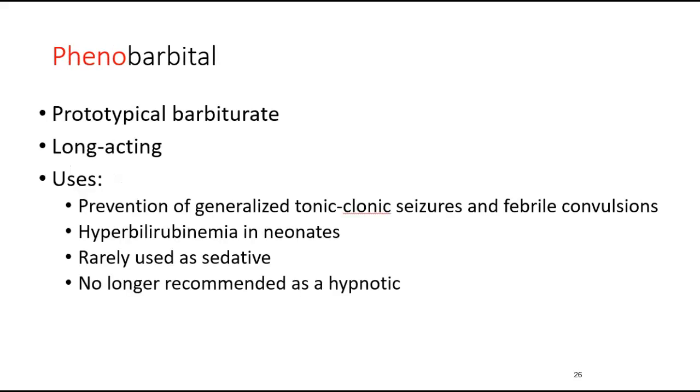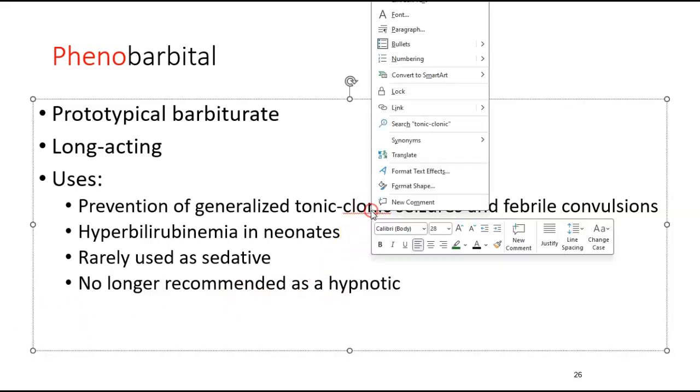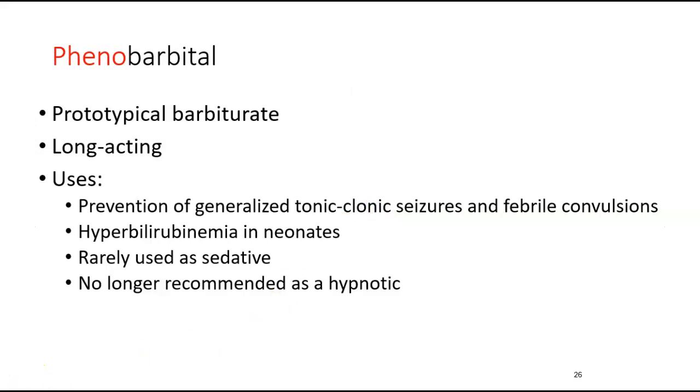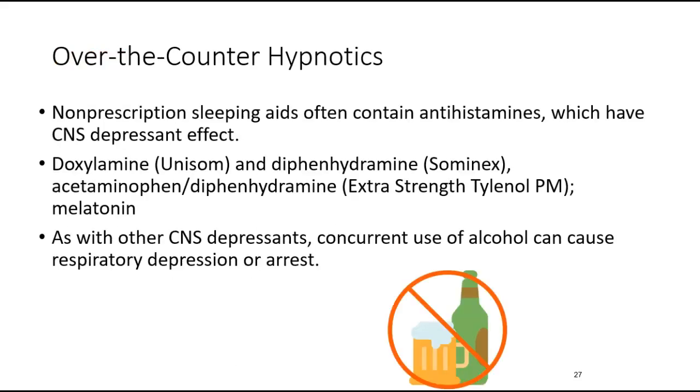Phenobarbital is the prototype. This is the one that is more common, and you can see it's used for the reduction of tonic-clonic seizures and febrile convulsions. It can be used to treat high levels of bilirubin in brand new babies, but again, not really used outside of that.